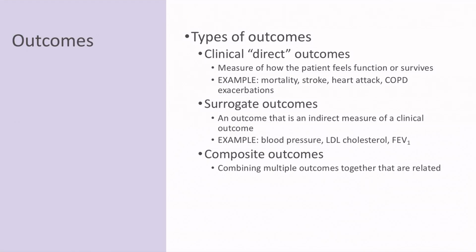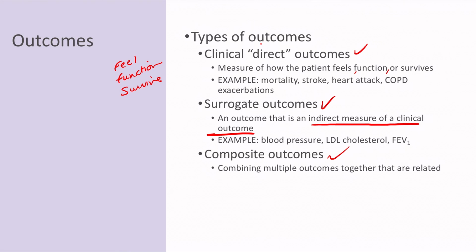Now let's do outcomes. Outcomes are also a very important part of these studies. What we want to make sure of is that we know if what we're looking at as far as outcomes are direct outcomes or clinical outcomes, surrogate outcomes, or composite outcomes. So, clinical or direct outcomes affect how patients feel, how they function, or how they survive. Versus surrogate outcomes, which are an indirect measure of a clinical outcome. These are the two major types of outcomes.